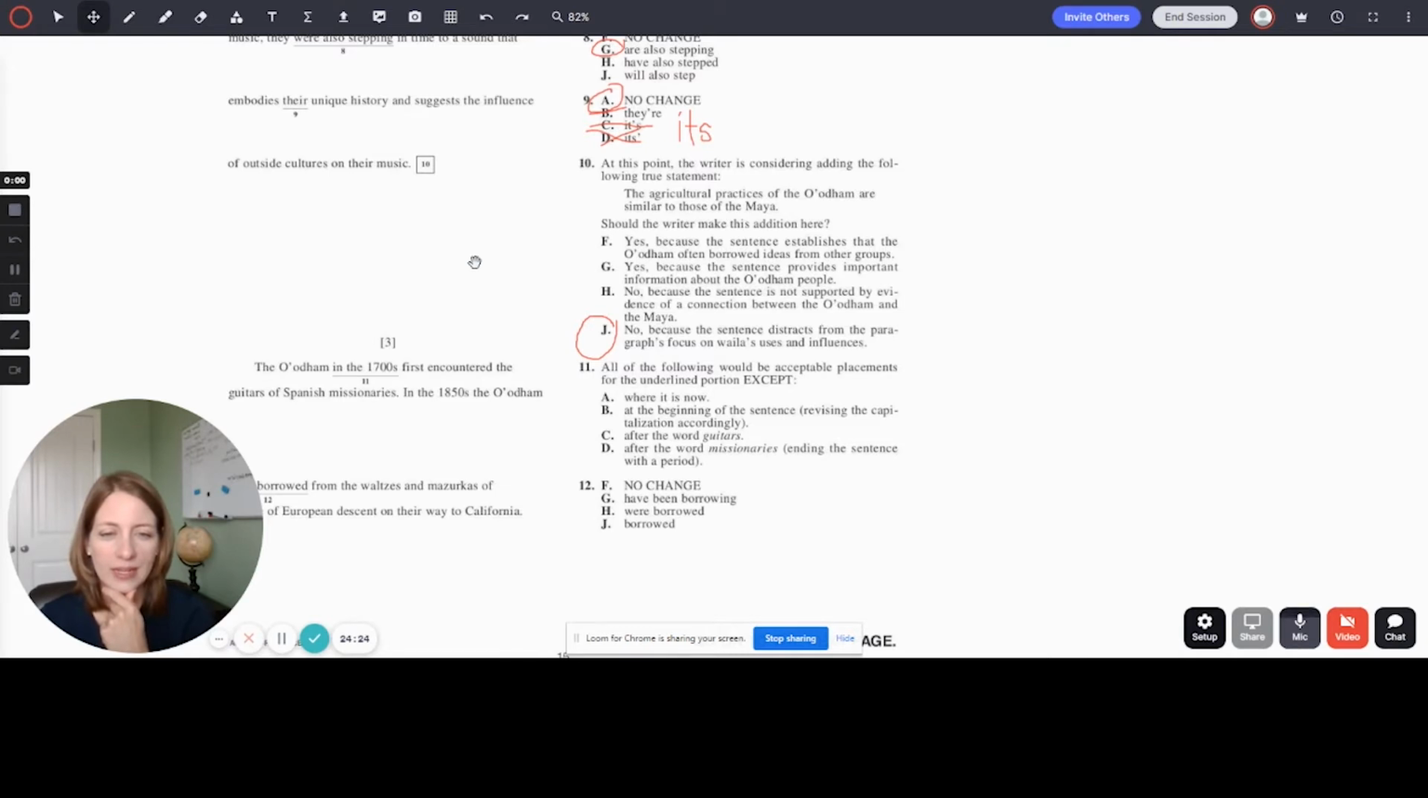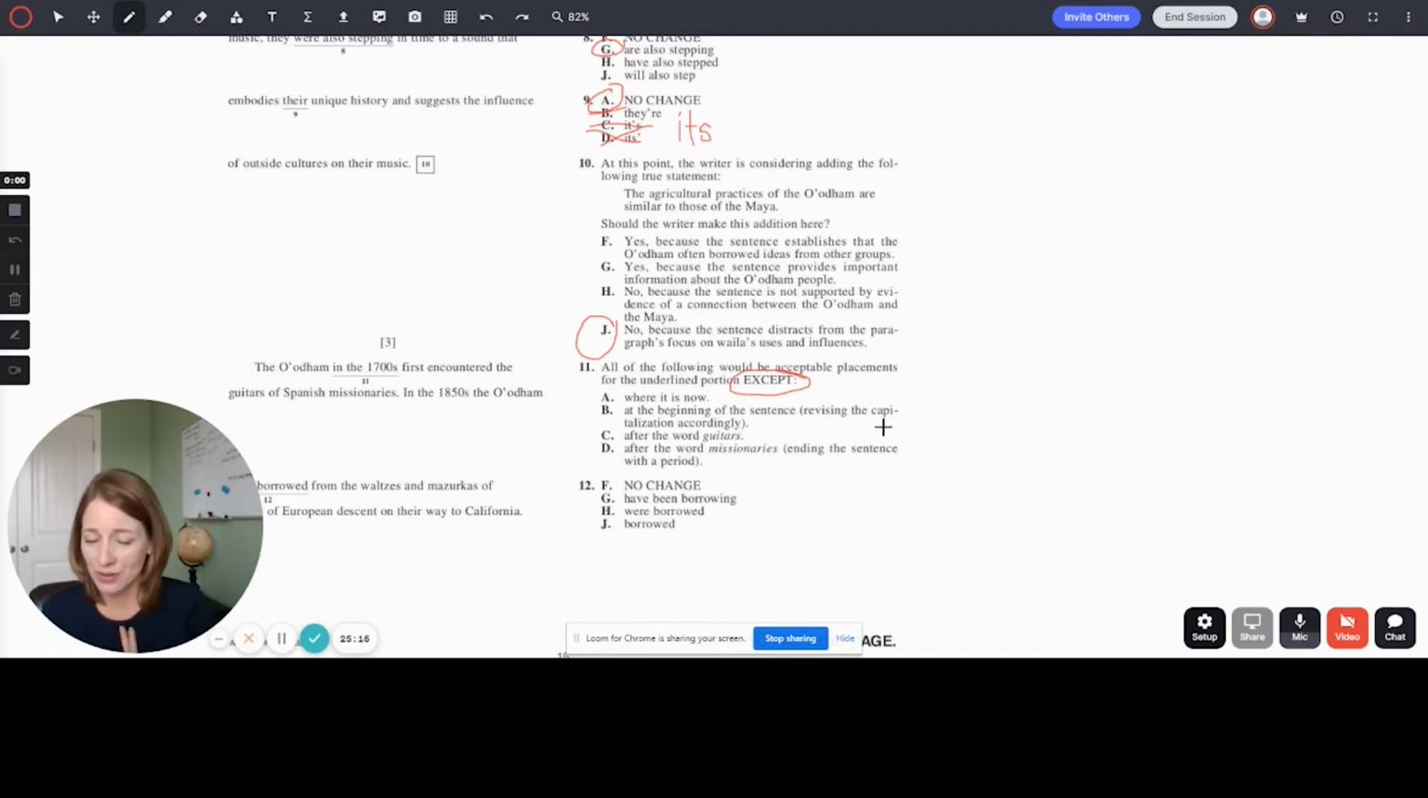All of the following would be acceptable placements for the underlined portion except. So when you see "least" or "except," we're going to circle those. If you look over here, we've got this underline: The Ode in the 1700s first encountered the guitars of Spanish missionaries. That's where it is now. That would be A, at the beginning of the sentence: In the 1700s, the Ode first encountered, revising the capitalization accordingly.